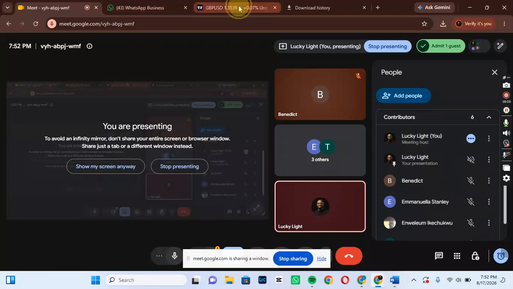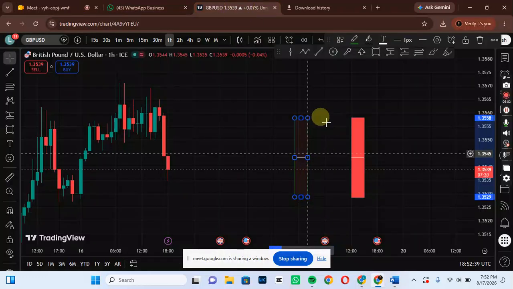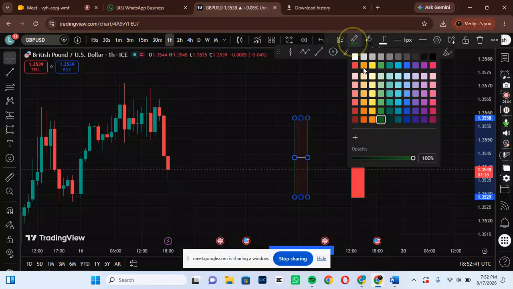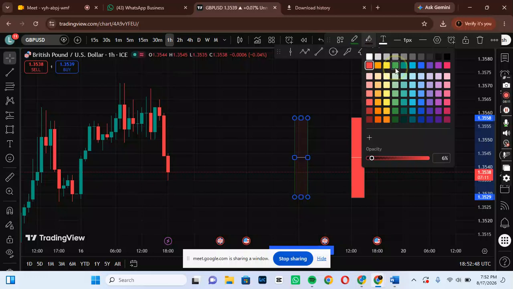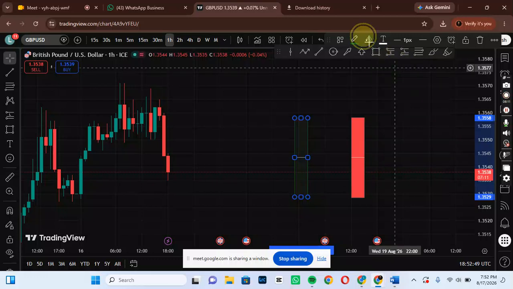So you notice that my chart is always black and white. That's how I customized it to be. So you can customize it to whatever you want it to look like.